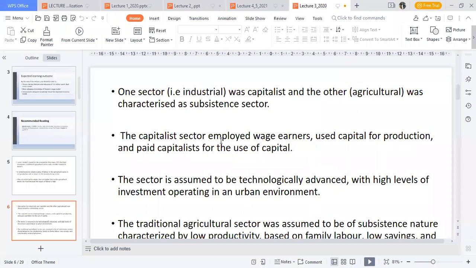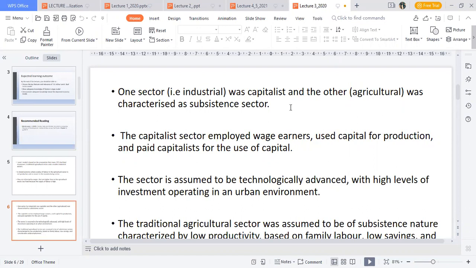So the capitalized sector employs wage earners, uses capital for production, and pays capitalists for the use of capital. So what they do is that they employ workers. Wage earners are the same as workers. They use capital in their production, and they pay capitalists, meaning that any additional capital they add to capital, they pay for it. So if I'm a company and I bring in, I already have my buildings and everything, I bring in laptops or computers or machines, it's an additional capital added to the capital I had already.